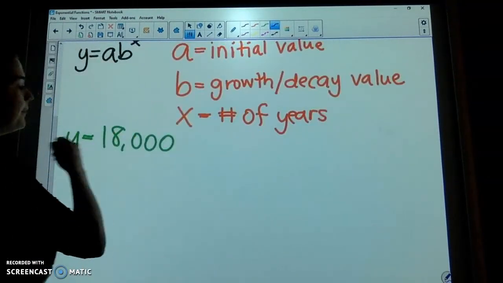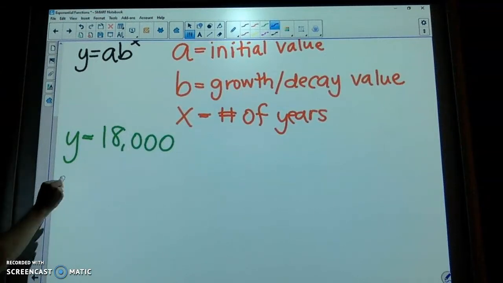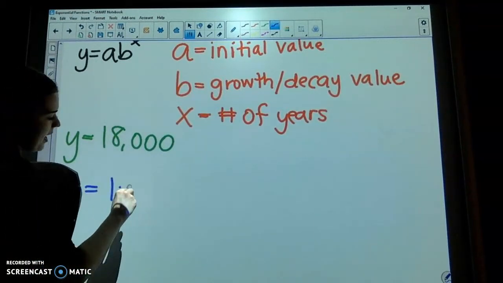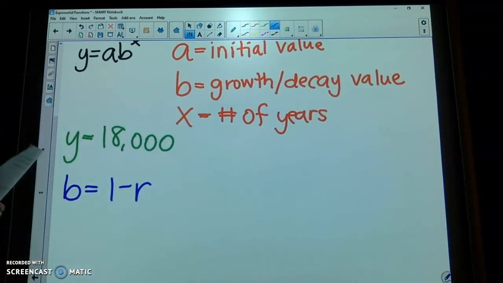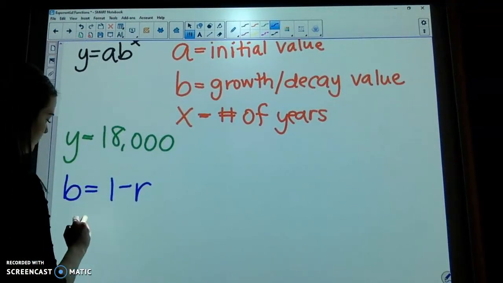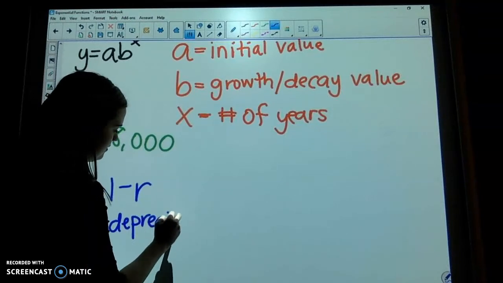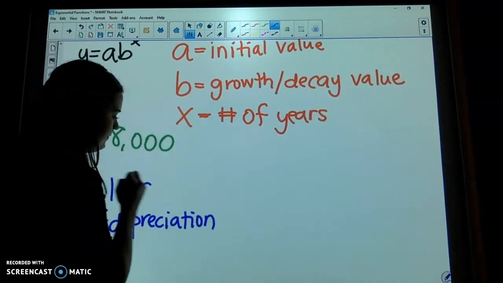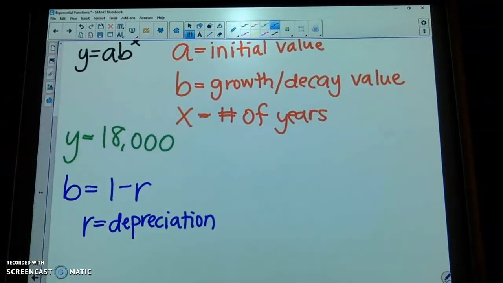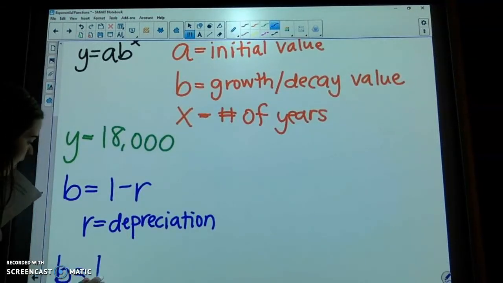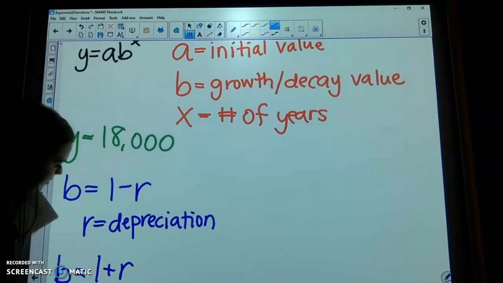I'm going to extend the page here. b has a special equation. b is equal to 1 minus r, where r is equal to our depreciation. If it said, for example, on number 12, that it increases at a rate of 12.5% each year, you could also have b is equal to 1 plus r, and that's where r is our increase value.